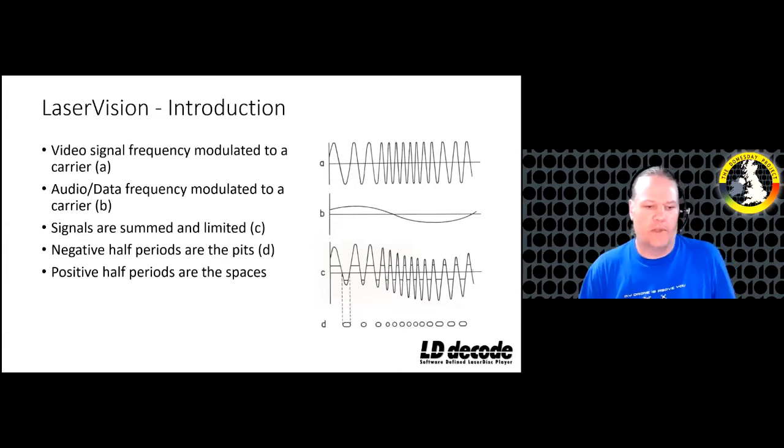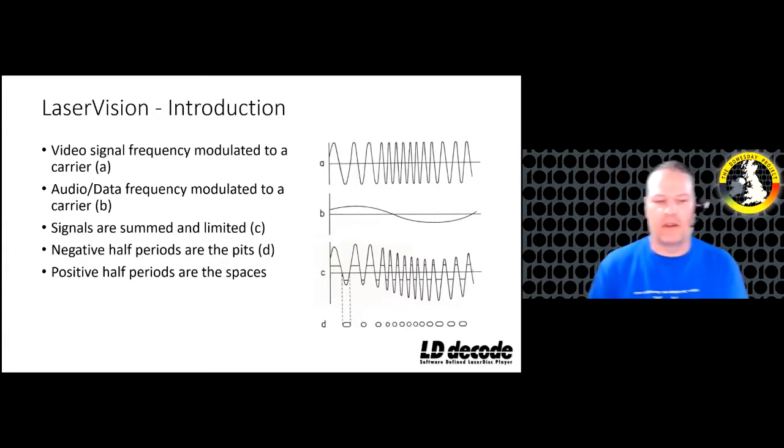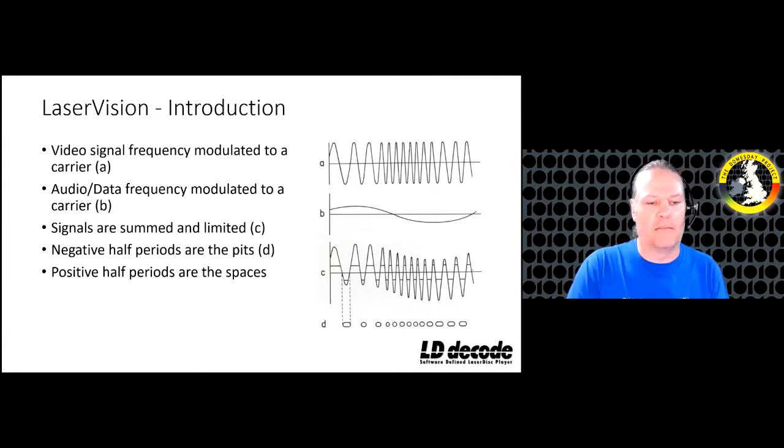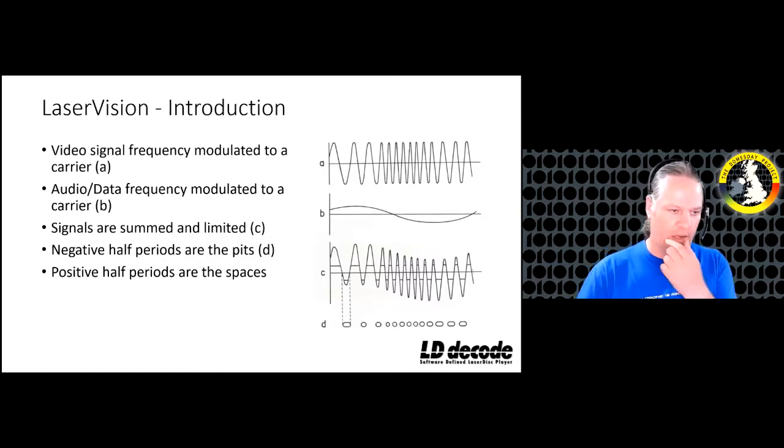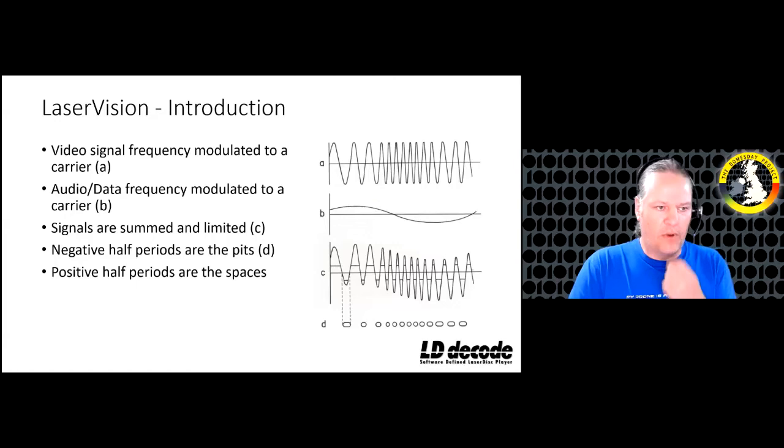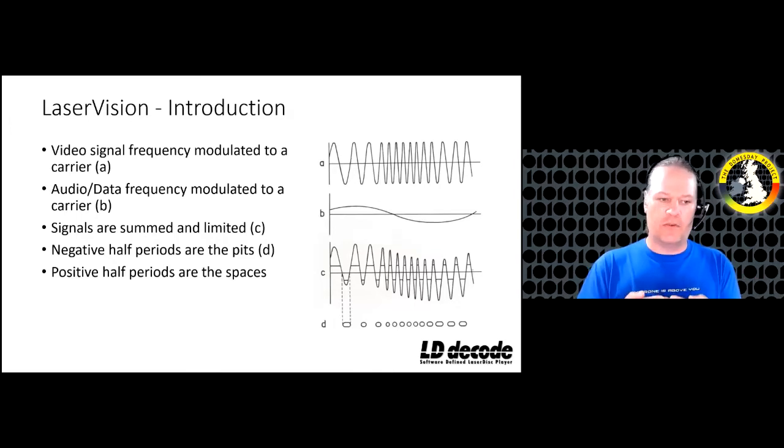So I mentioned this idea of analog information being recorded. You don't actually have a video signal. There's quite a lot of different things that are encoded onto a Laserdisc, and I'll go into what these different things are in a moment. But at a simple level, you take the video signal, which is modulated onto a carrier, looks a bit like this. You take an audio and a data signal, which is also modulated onto a carrier. You sum the 2 signals together, and then you limit them.